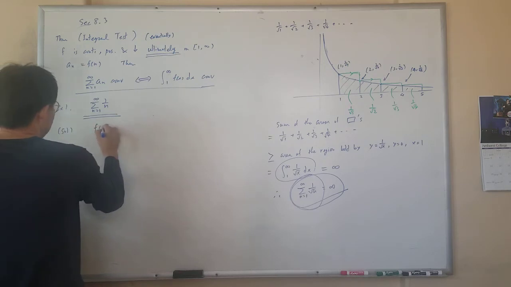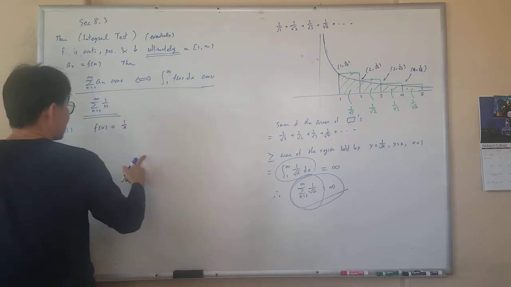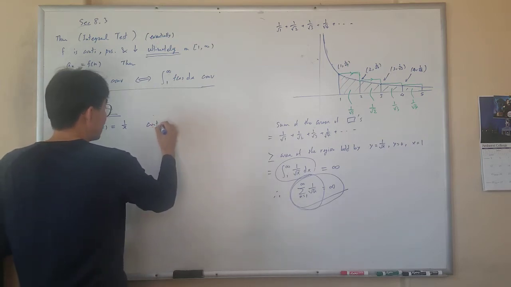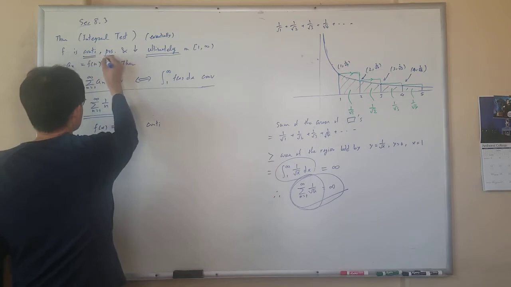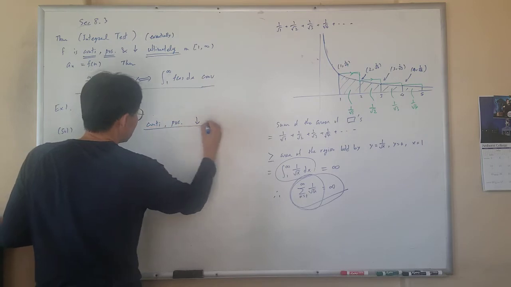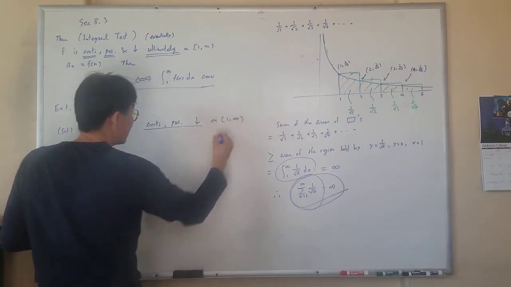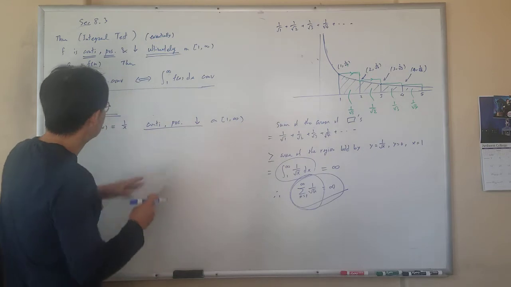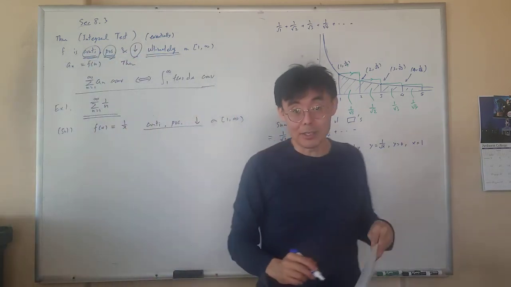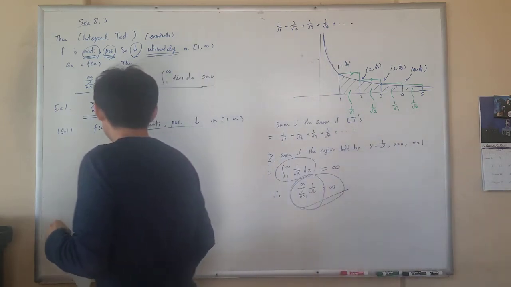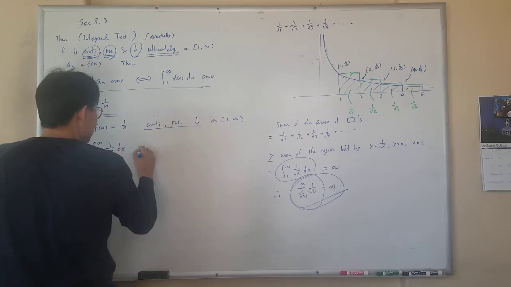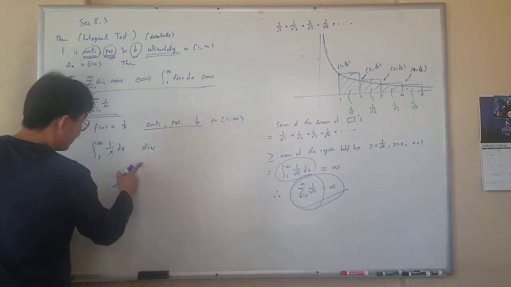Solution: your underlying function, the mother function, is 1 over x. Obviously this is continuous, right? These three conditions, positive and decreasing on the whole interval, are satisfied. And then we know that this is divergent, right?